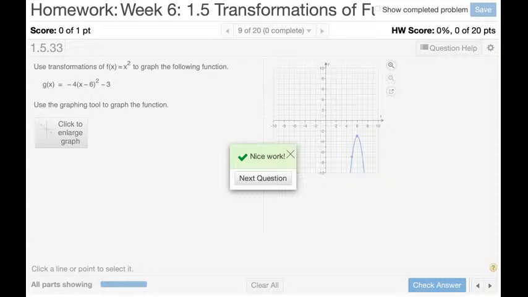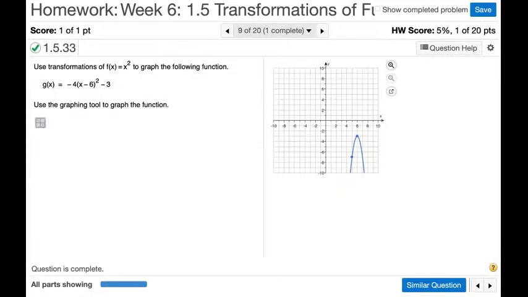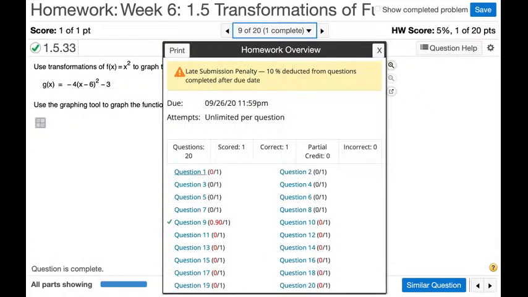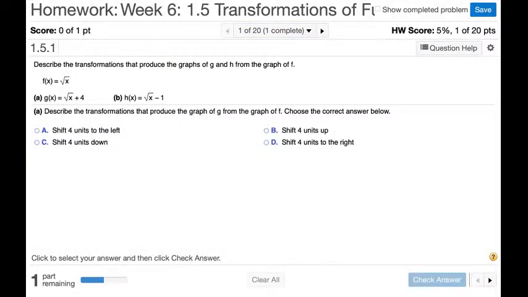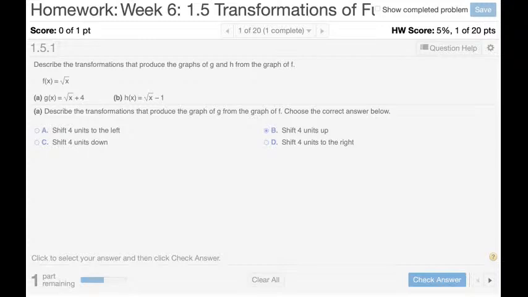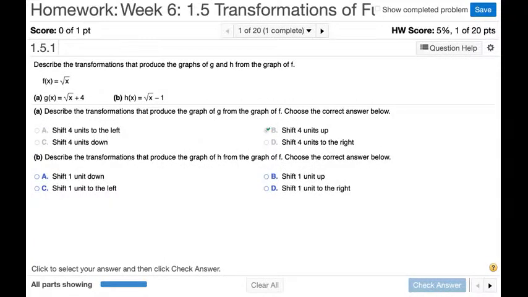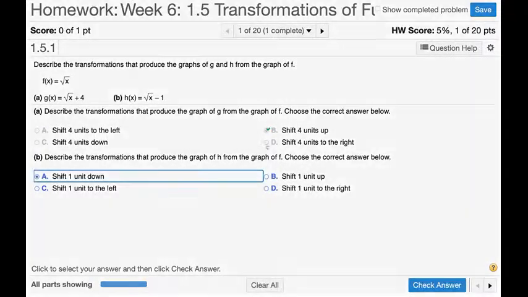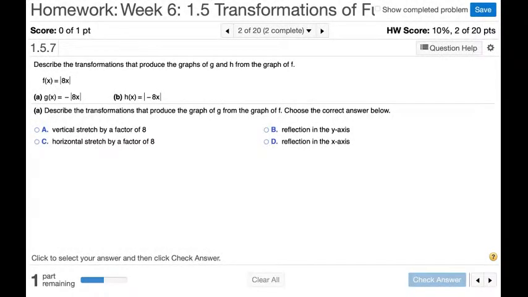Let me go to the beginning of this section. So if we were to describe the transformations, for the first one, if we do the 4 on the outside, that's going to move it up by 4 units. If we say -1 on the outside, it's going to go down by 1 unit. A negative on the outside is going to flip it vertically over the x-axis. Then a negative on the inside is going to flip it horizontally over the y-axis.